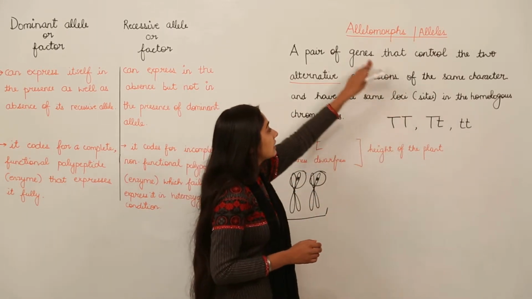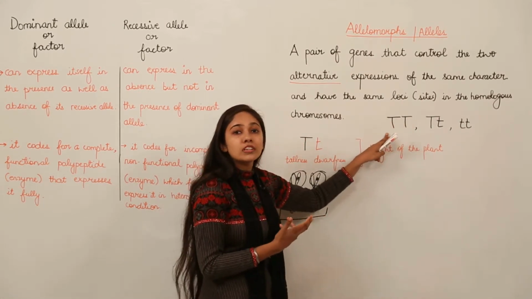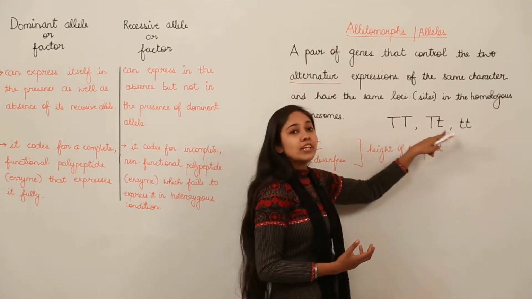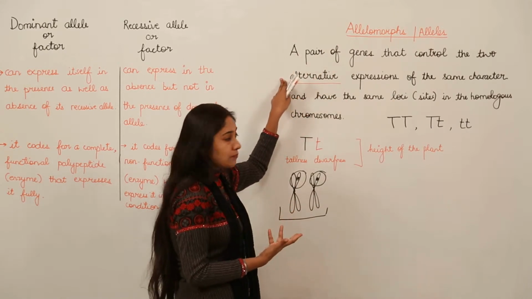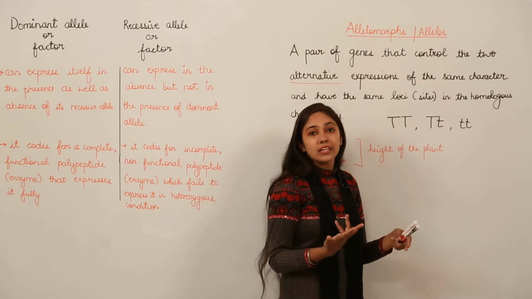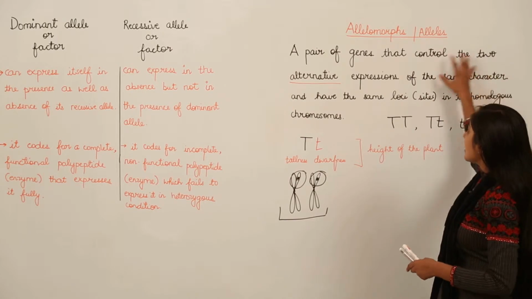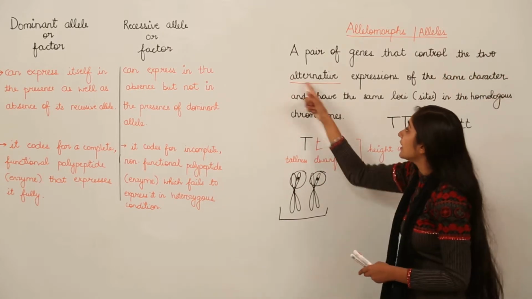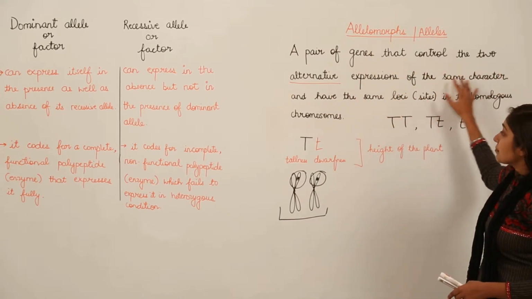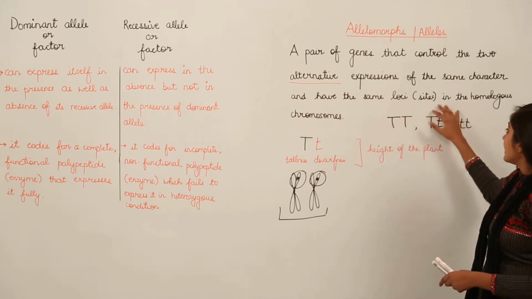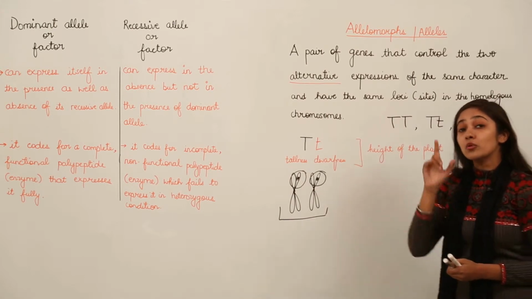Why? Because now we consider alleles as the genes which are encoding for the same character. Genes which are encoding for the same character, they may or may not be alternative. Okay. The genes which are encoding for the same character, a pair of genes that control the same character. Now we don't use the word alternative expressions, we use a pair of genes that control the same character and have the same loci or sites in the homologous chromosomes are known as allelomorphs. So now what is the definition that you're going to write?